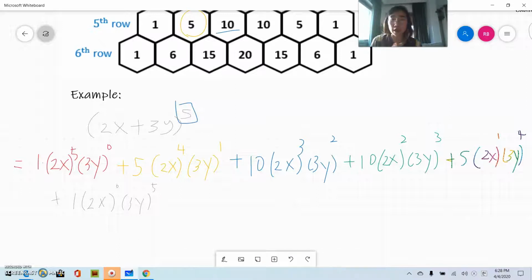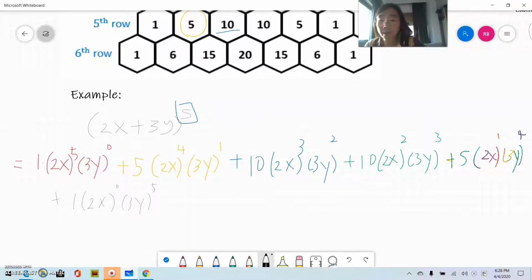I'm not going to show you the actual calculation because you have a calculator, but it's going to look like some number x to the fifth power plus some number x to the fourth y plus some number x cubed y squared, and then x squared y cubed, and then x y to the fourth, and then y to the fifth power at the end. So this is when the two terms are added together.